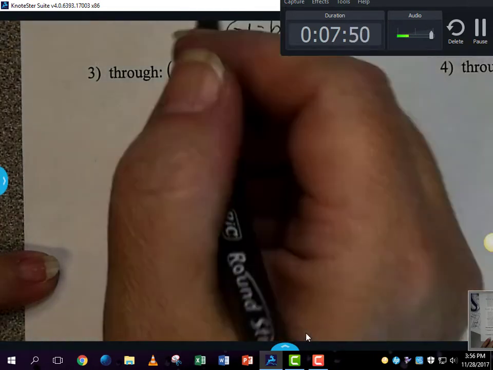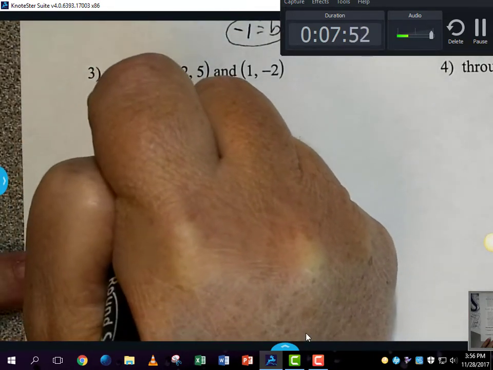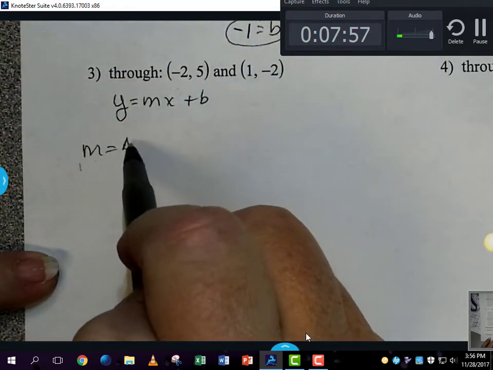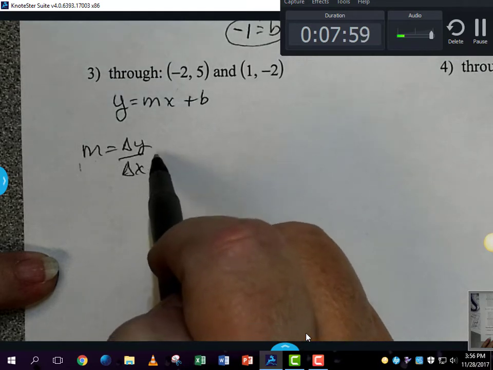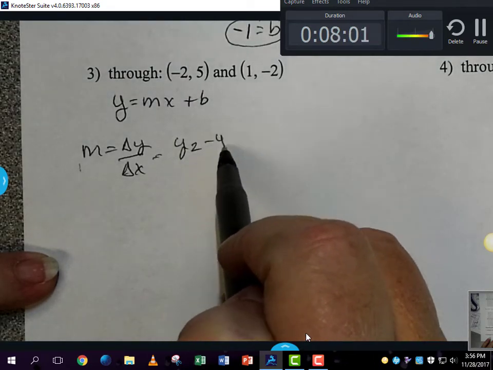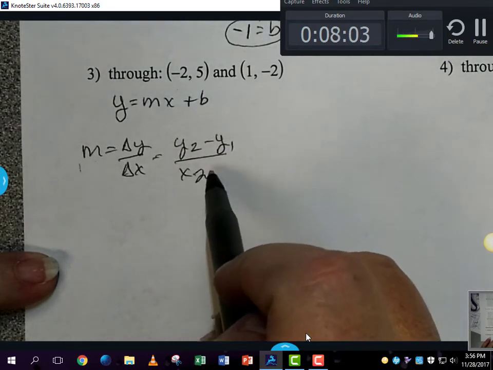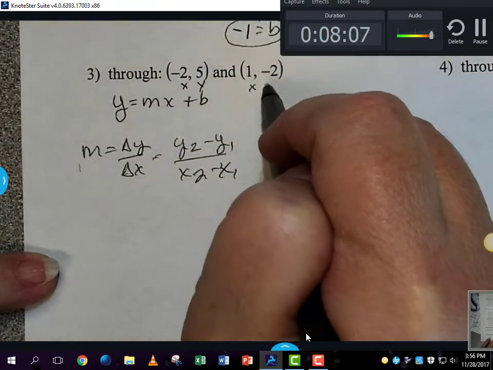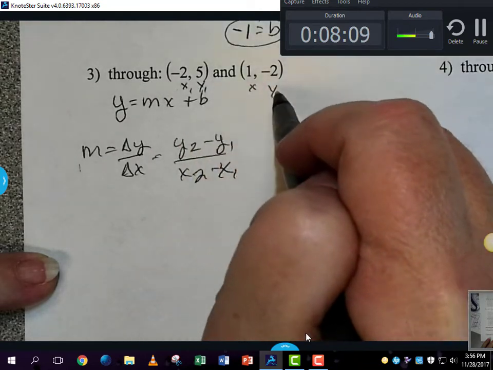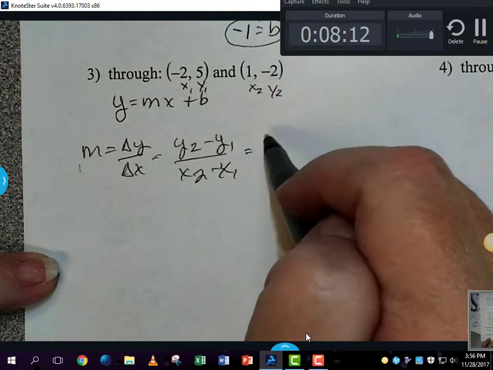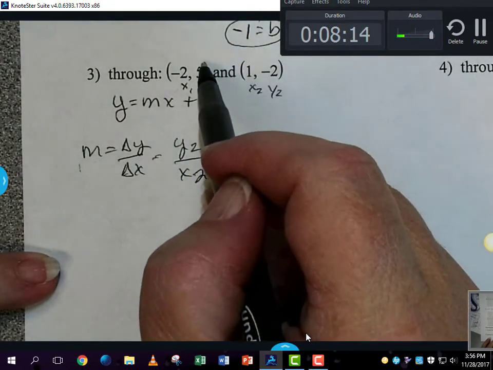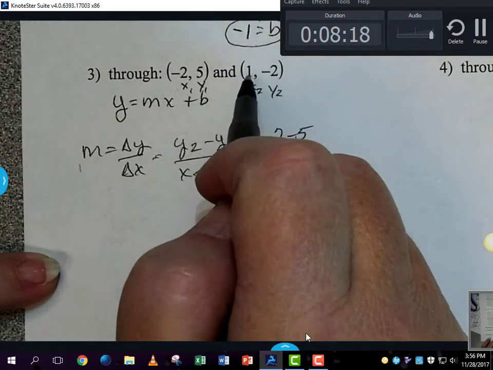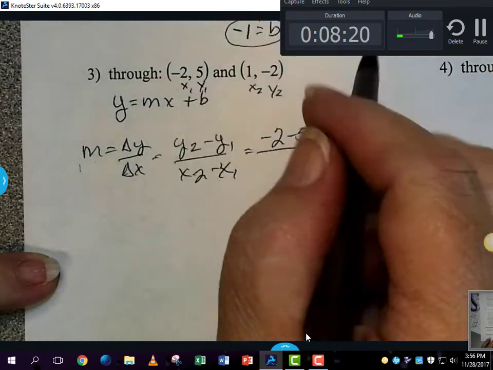All right, number 3, y equals mx plus b. M is the change in y over the change in x, which is equal to y sub 2 minus y sub 1 divided by x sub 2 minus x sub 1. I've got an x and a y, an x and a y. These are 1s, these are 2s. So I have negative 2 minus 5 divided by 1 minus negative 2.